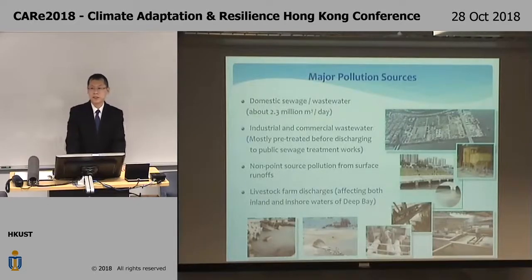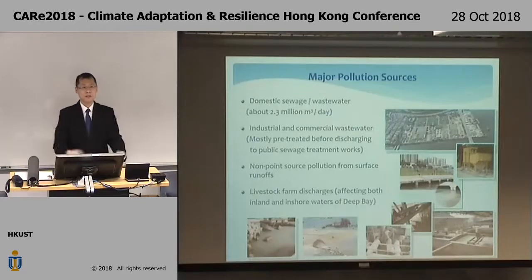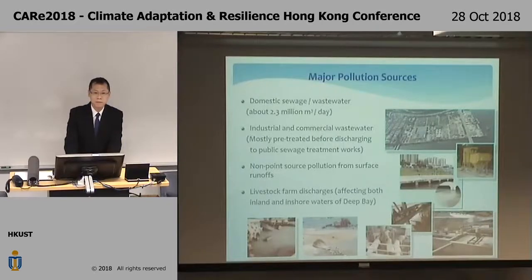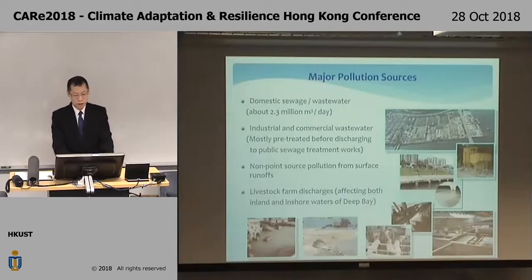Livestock. In a modern city like Hong Kong, we don't expect livestock, but we do have some. I think we have around 100 pig farms and chicken farms altogether still in our northwestern regions. They are a pollution problem.